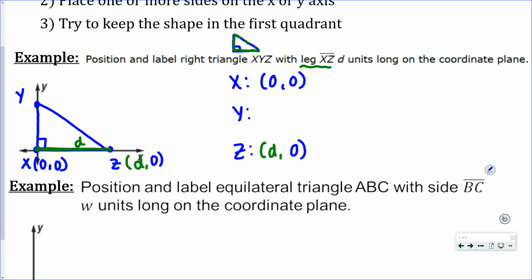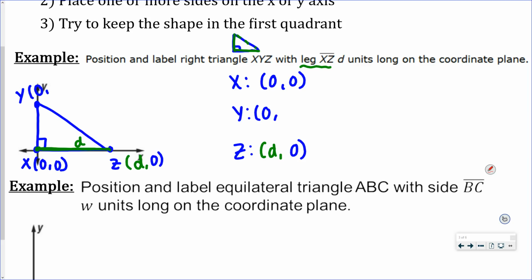Now Y, I don't necessarily know what its y coordinate is, but I do know what its x coordinate is, right? If I were to plot this point, the x coordinate would have to be what? 0, right? That'd be the only way I could end up on the x-axis, if I move 0 left or right. And then they didn't tell me anything about this side.